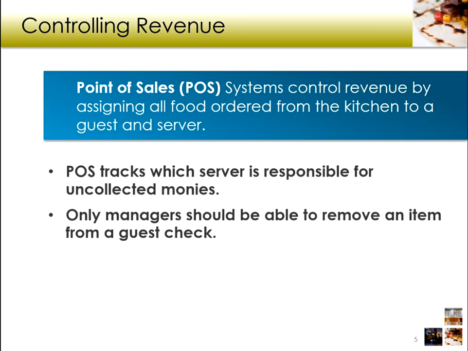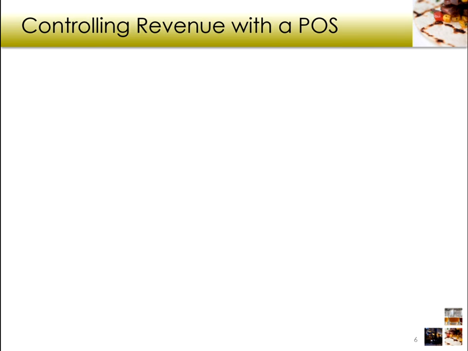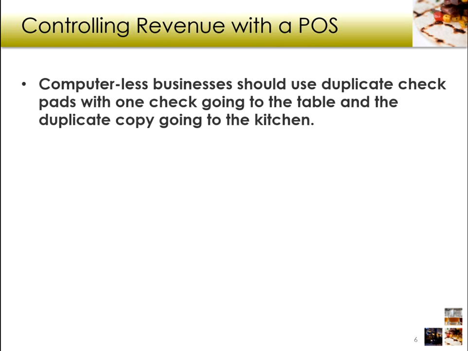Managers should only be able to remove an item from a guest check, right? Servers shouldn't be able to do that. Managers can require all cash to go through a single cashier. Any of these options can be used to control our costs and our dollars that are coming into our business, right? If you don't have a computer or POS system, you should be using a dupe check system, right?